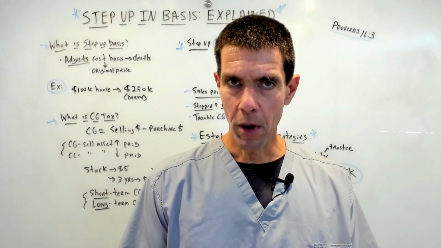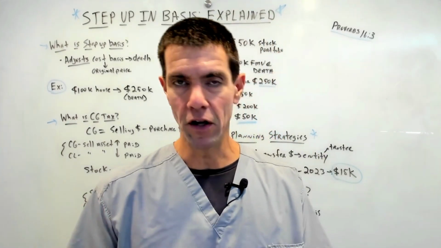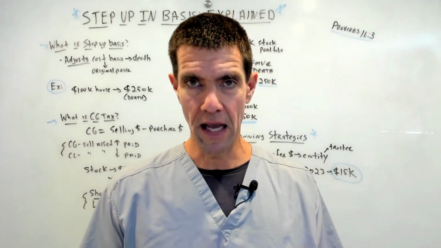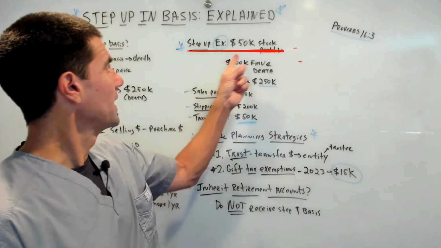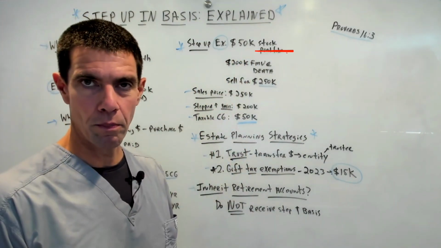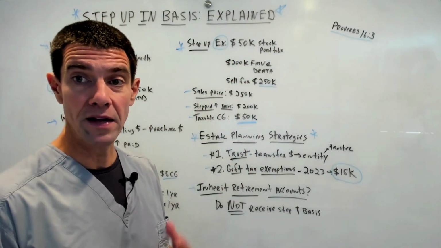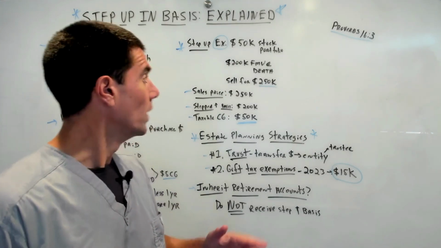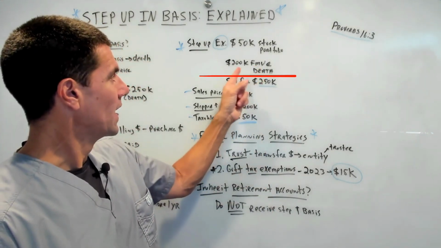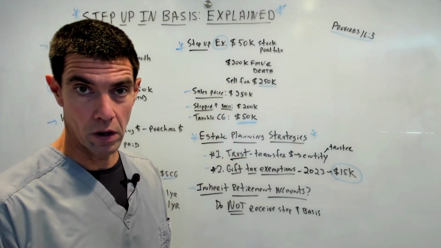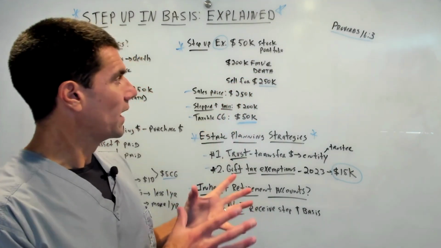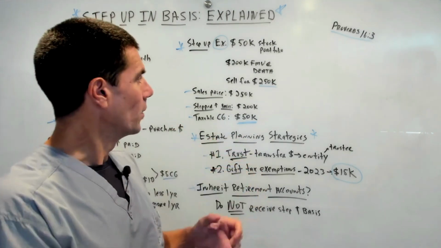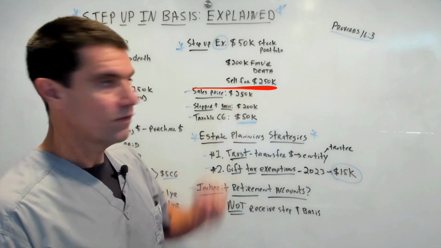Now, the step up in basis can be especially beneficial for investments that have appreciated considerably over time. So for example, let's say somebody inherits a $50,000 stock portfolio with the original cost basis of $50,000. Okay. So now when the person passes away, the fair market value at death is going to be $200,000. All right. Now, let's say that we hold on to this for a little bit and it goes up and we decide to sell it for $250,000.